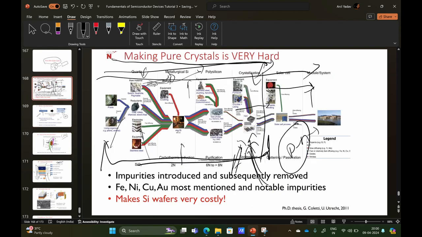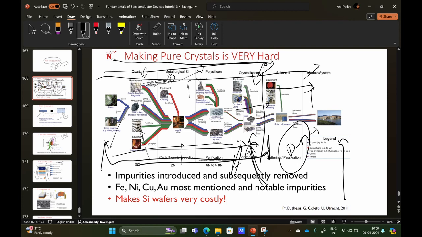We are saving the environment on one side, where we are saying that we are not burning the fossil fuels, but to get a silicon wafer we are using a lot of chemicals also.